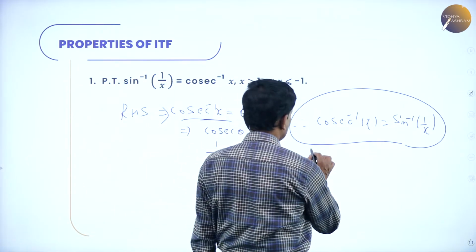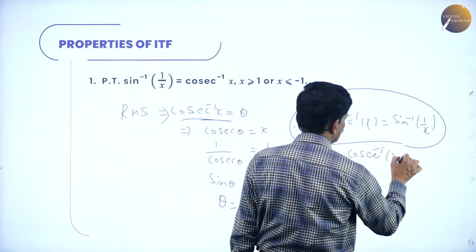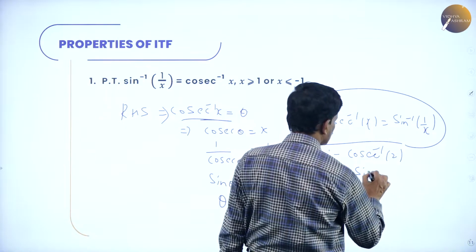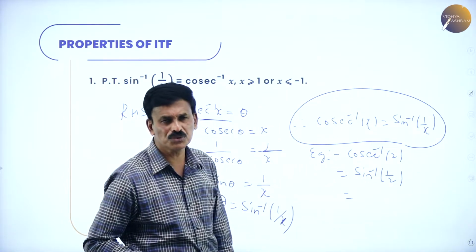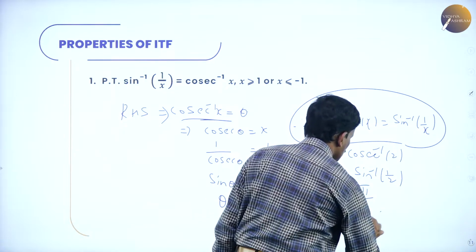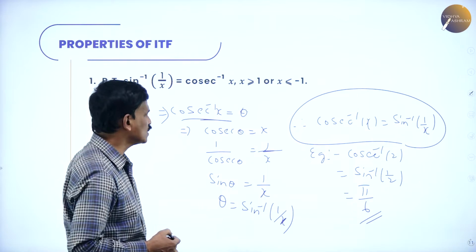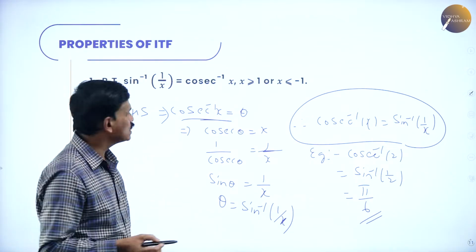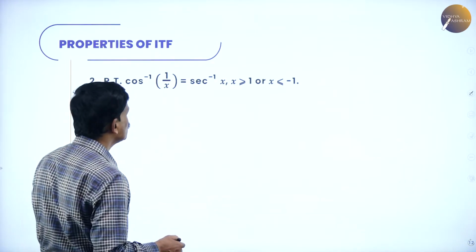Therefore, here let us consider for example to find the value of cosecant inverse 2. If you want, you can convert this into sine inverse of 1 by 2. What is sine inverse 1 by 2? Sine inverse of 1 by 2 is nothing but 30 degrees, that is pi by 6. Sine 30 is equal to 1 by 2, pi by 6, 30 degrees. Hope you followed.